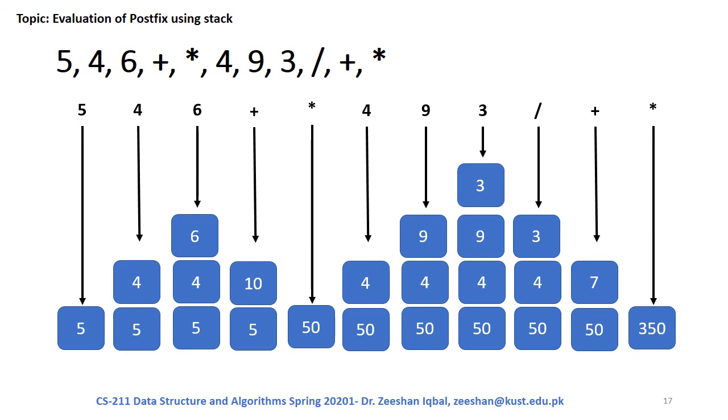Next symbol is 4, so 4 will be directly pushed to the stack. And next symbol is 9, 9 will be pushed again directly. Next symbol is 3, so 3 will be pushed directly onto the stack.